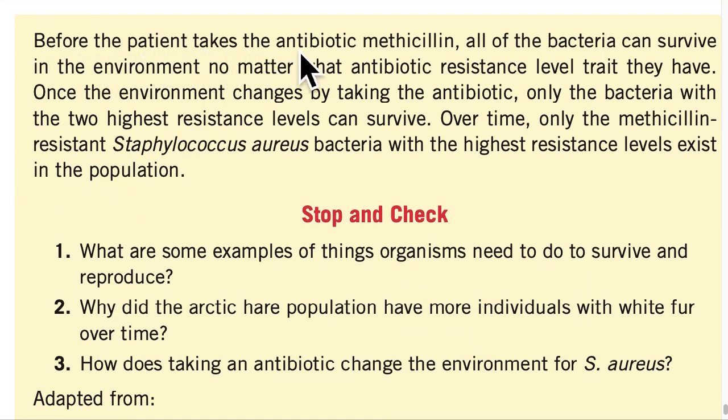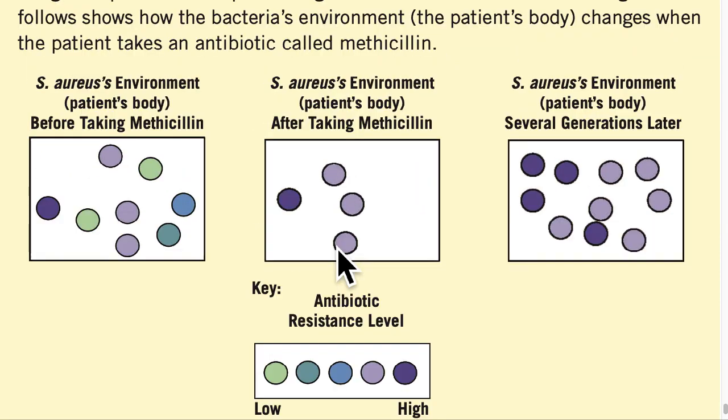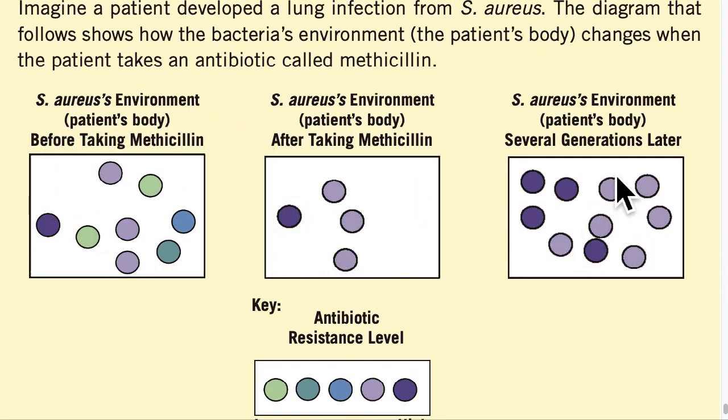Before the patient takes the antibiotic methicillin, all of the bacteria can survive in the environment no matter what antibiotic resistance level trait they have. Once the environment changes by taking the antibiotic, only the bacteria with the two highest resistance levels can survive. Over time, only the methicillin-resistant Staphylococcus aureus bacteria with the highest resistance levels exist in the population. Note: this diagram should be labeled S. aureus's population, not its environment.